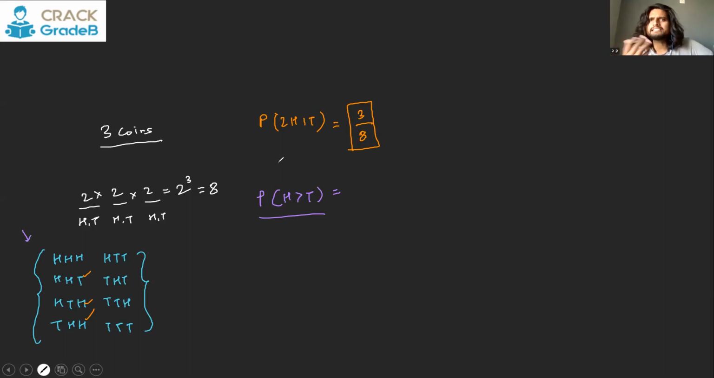By the law of natural symmetry, because the coins are unbiased, why would the number of heads be greater than the number of tails more often than tails greater than heads? Why would there be partiality? Naturally there has to be symmetry: half the cases have heads greater than tails, and half the cases have tails greater than heads. So out of total cases, if half have heads greater than tails, the probability is going to be half. This is called the law of natural symmetry.